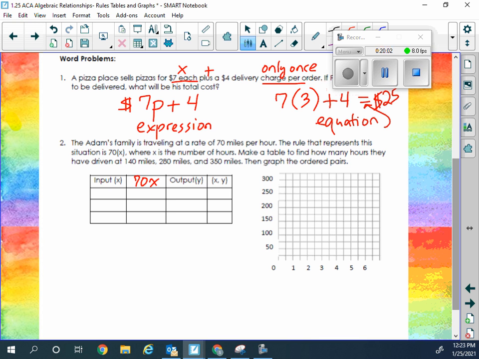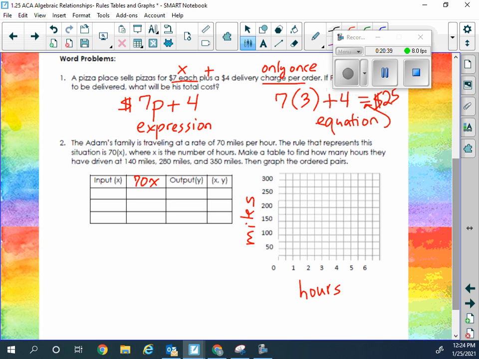Make a table to find how many hours they have driven at 140 miles, 280 miles, and 350 miles. Then graph the ordered pairs. Okay? So first we got to stop and think. Let's let our graph help us. What are these things down on the bottom versus what are these going on the side? Turn and talk to your neighbor, okay? What do you guys think these things are on the bottom? Hours. Very good. Fill that in. Those are your hours. So then what are these going to go up the side? Miles. Your miles. Very good.